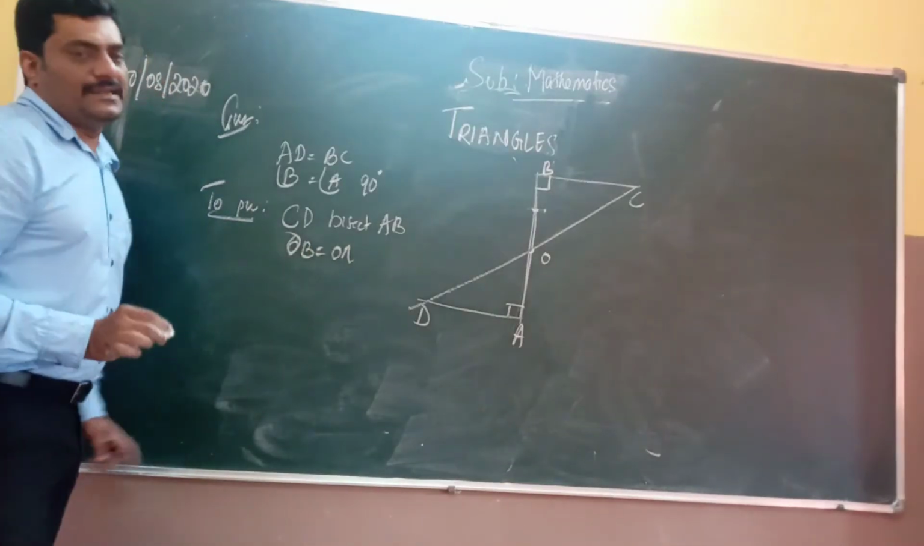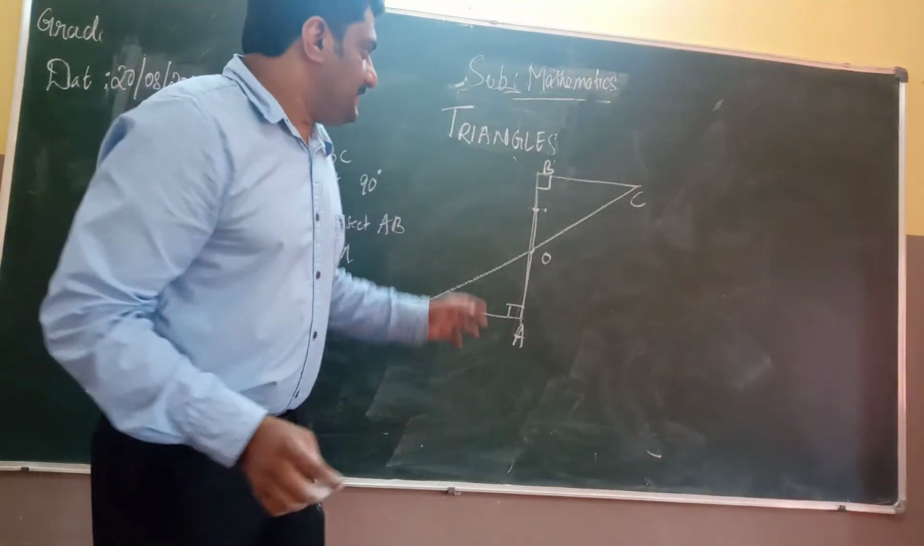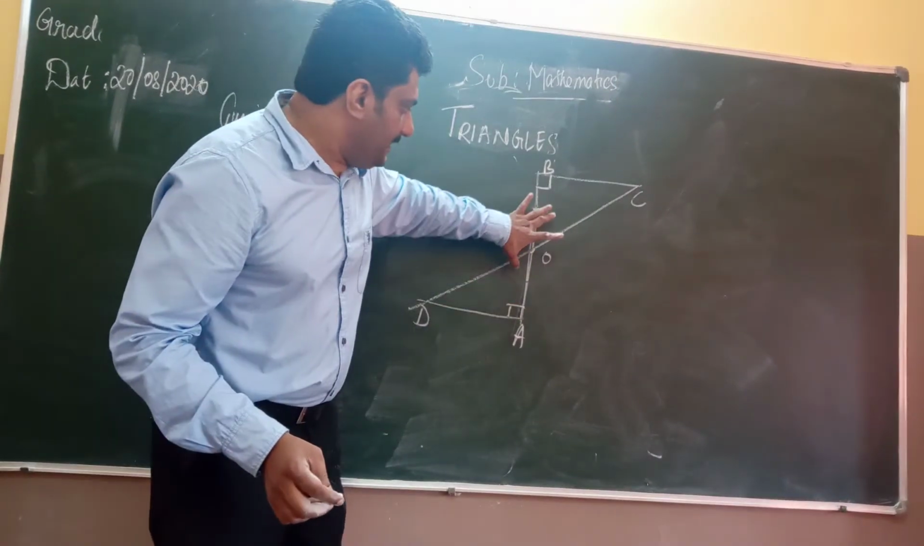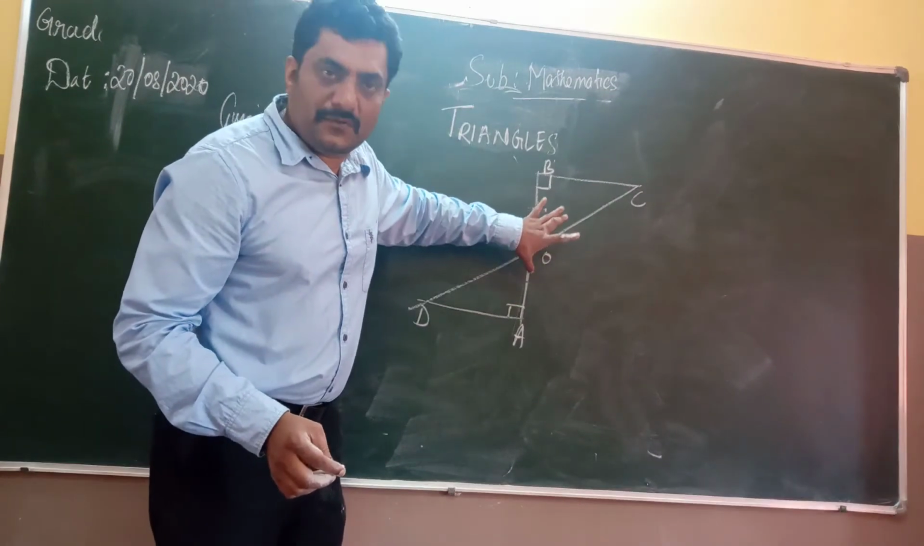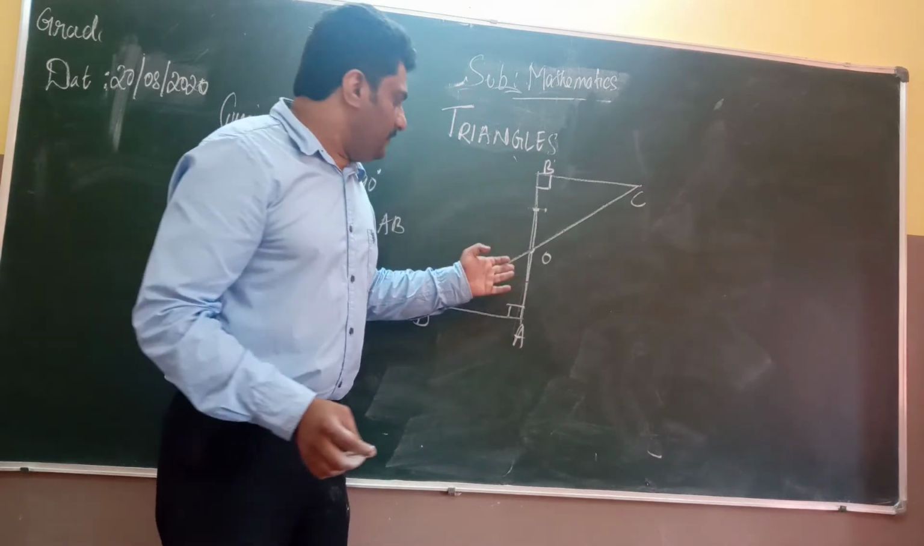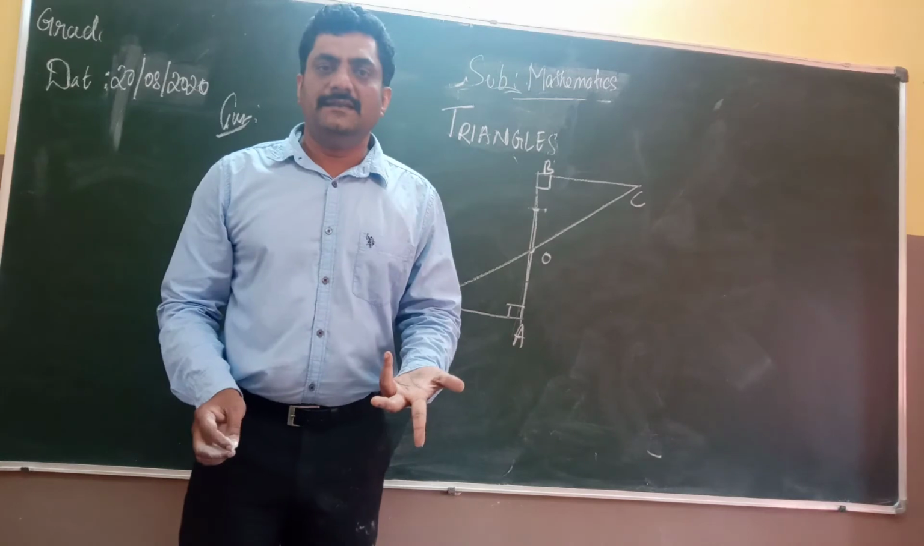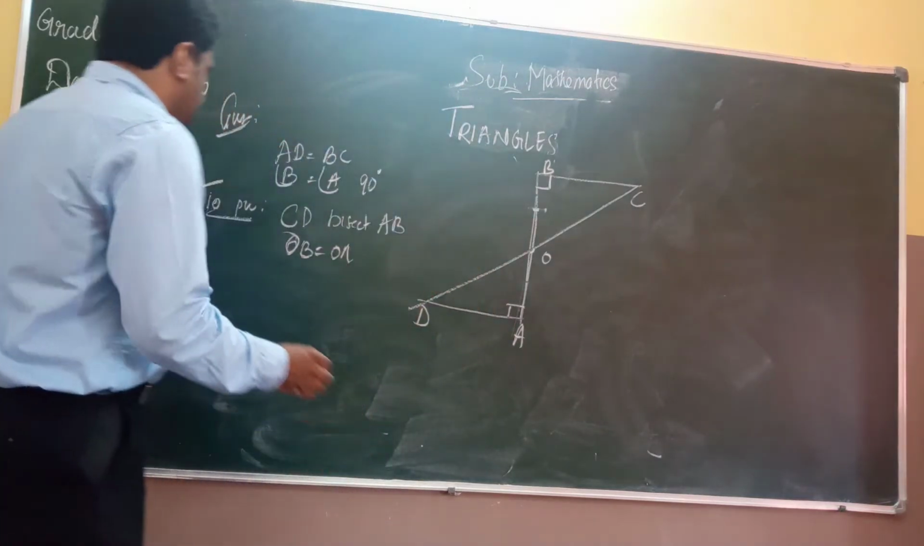This is what we have to prove. See, when they are asking us to prove these two sides, let's do one thing. Take these two triangles. Prove these two are congruent. If you prove these two are congruent, automatically the sides will be equal. Same logic we have to do.